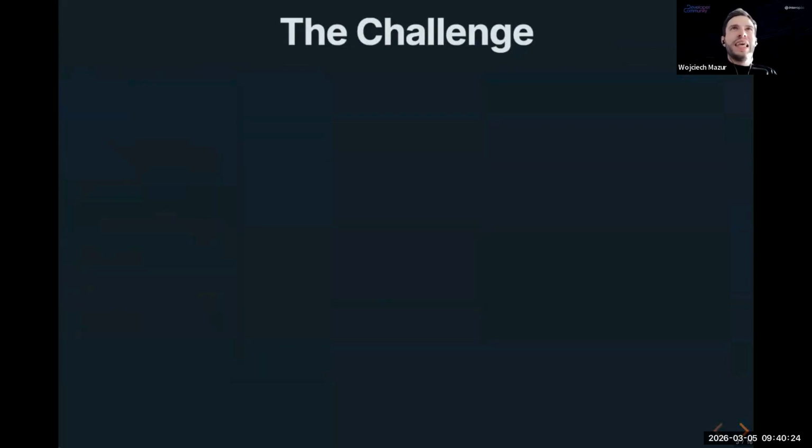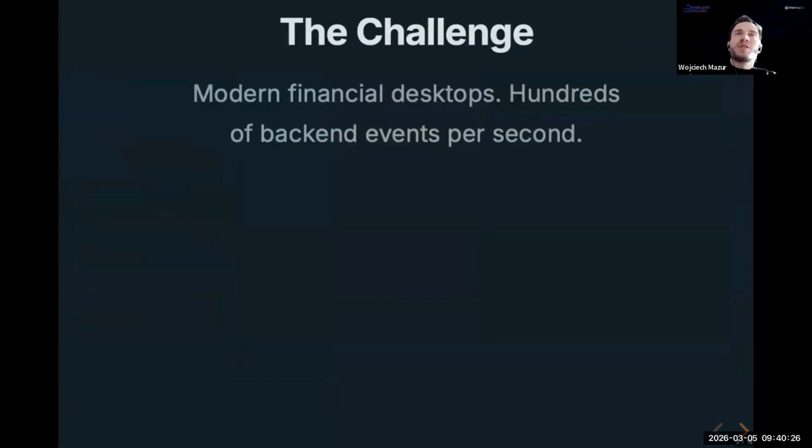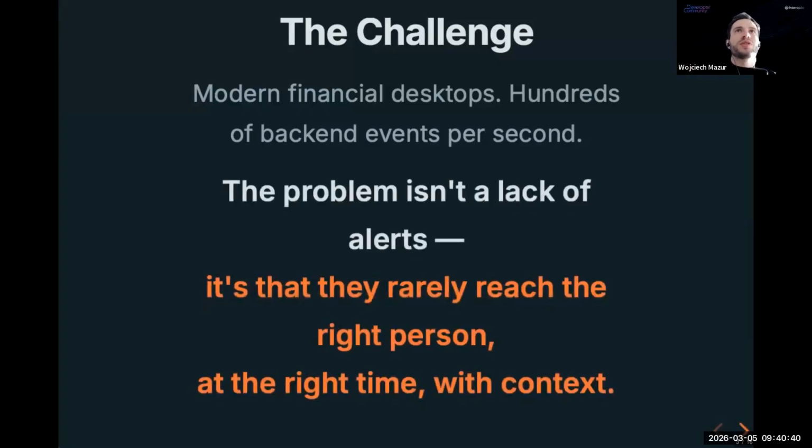So given that, what's the actual problem we are solving on the trading floor and probably also on other floors? Modern financial desktops are really complex things. So we have dozens of applications, thousands of events a minute. And the problem isn't really a lack of data or alerts. It's really that the right information rarely reaches the right person at the right moment. So I would say it's more of a coordination failure and not really a technology gap. But yeah, let's see what that failure actually looks like day to day.